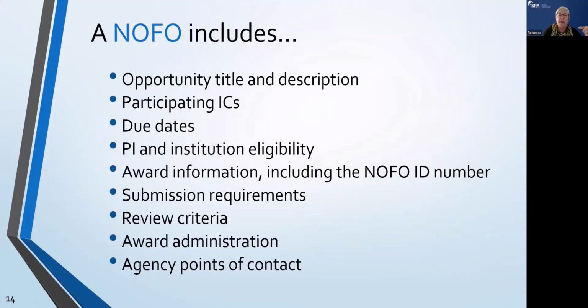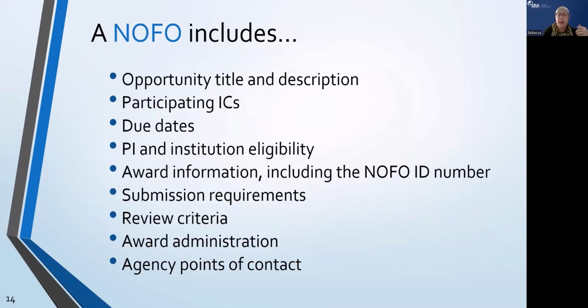If there are due dates, those are listed. It gives specific PI eligibility and institution eligibility. Most of those, especially for most research project mechanisms, are open. The typical PI eligibility, because sometimes somebody will ask, I'm a foreign national, I have a green card, am I eligible? Well, the PI eligibility almost never says anything about citizenship. It is about people with the knowledge, skills, and abilities to conduct the research.